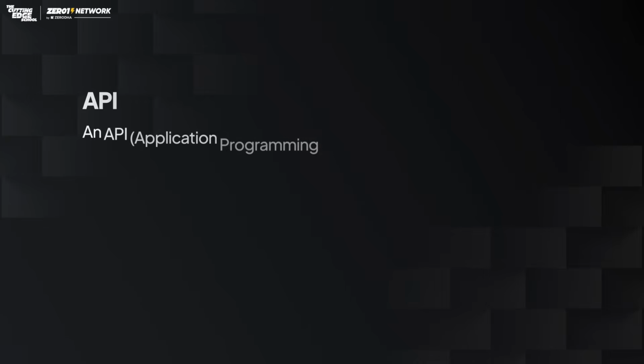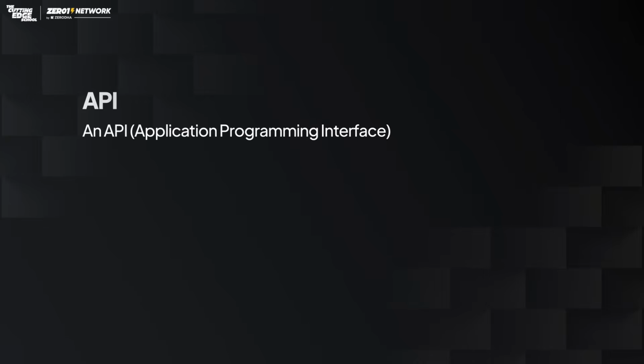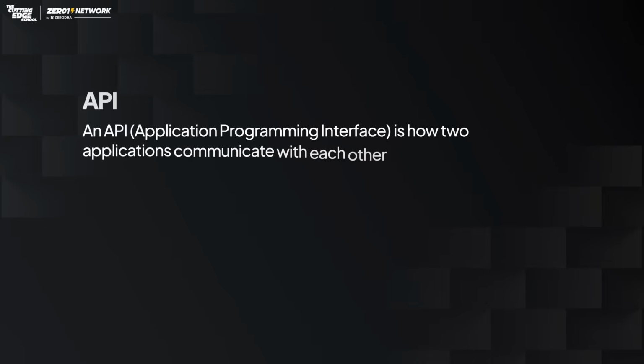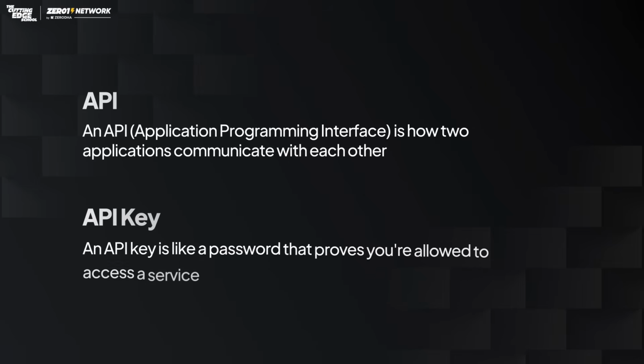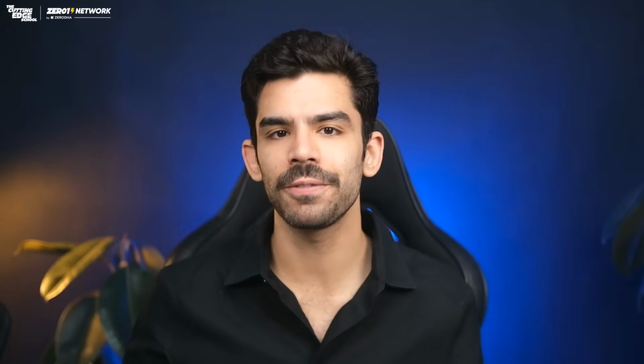But first, let's understand what is an API and an API key. An API, which stands for Application Programming Interface, is how two applications communicate with each other. An API key is like a password that proves that you are allowed to access a service. So in this case, Akool needs to know who you are before it lets you even use any of its features, and that is where this key comes in.